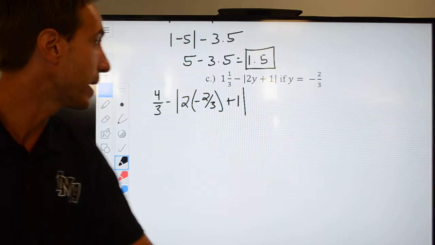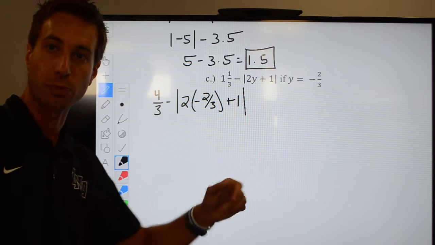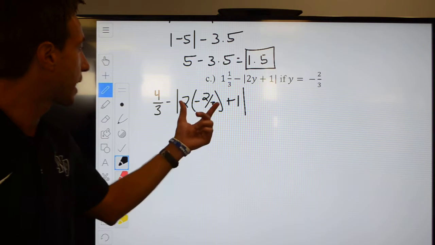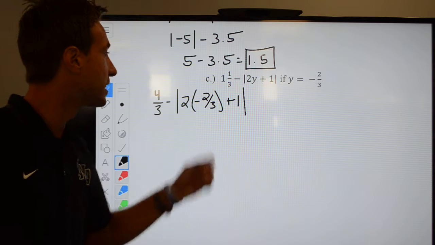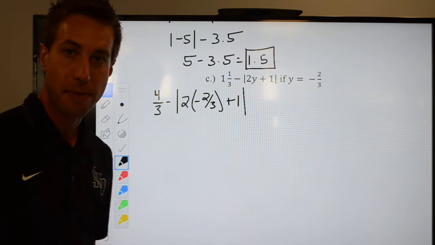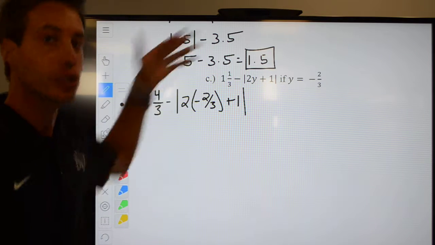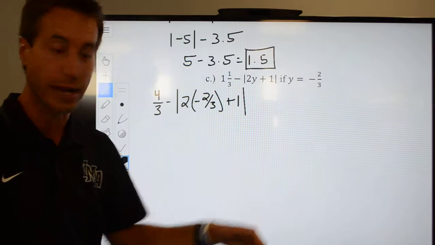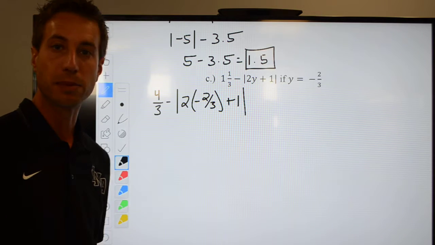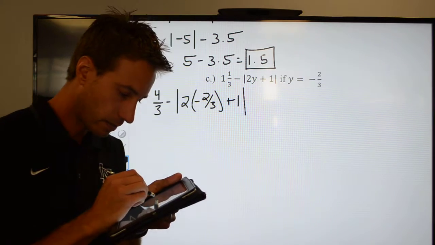Now, in order to evaluate this, we need to take care of everything inside my grouping symbol. That's everything inside the absolute value symbol first. Here we go. I take care of multiplication. I have 2 times a negative 2/3. Whenever you have a number multiplied by a fraction, the constant just gets thrown into the numerator. 2 times a negative 2 is a minus 4. This becomes negative 4/3.